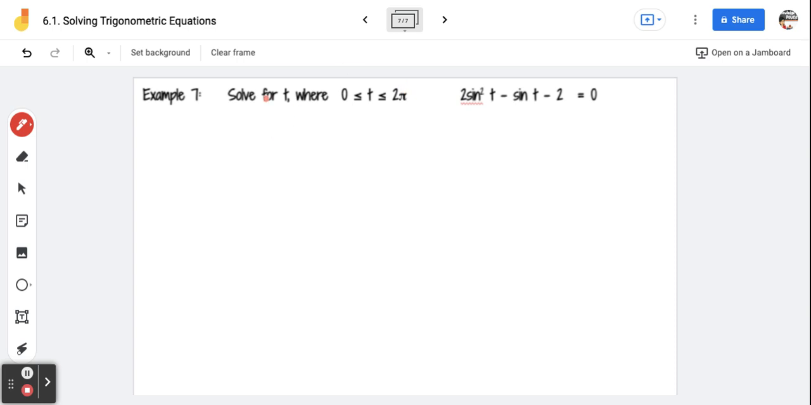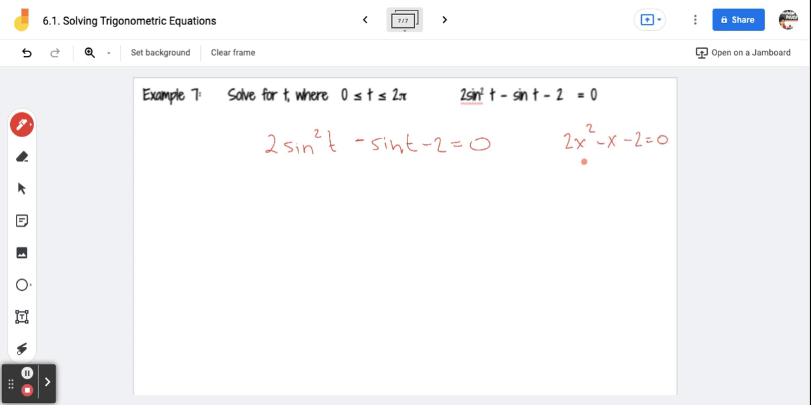All right, last one. This one we're looking for in radians, just the first rotation of angles, so we don't have to do the plus 2 pi k or anything in this one. This one's already got everything on one side equal to 0, so good. My first instinct is to try to factor it. So think of this as 2x squared minus 1x minus 2.